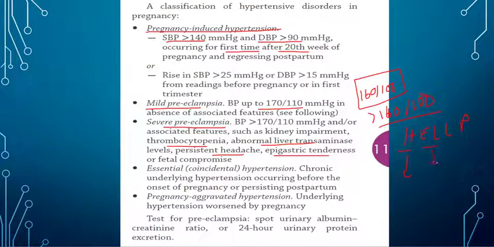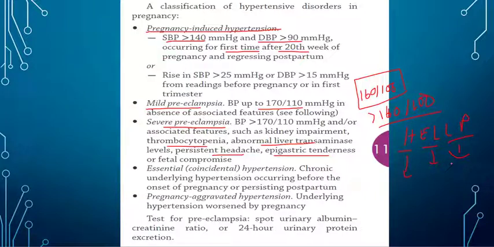EL for elevated liver enzyme. And LP, low platelet, so thrombocytopenia. If this is there, then we call it as a HELLP syndrome, which is a very, very severe form of preeclampsia. Okay, and there is another term that we call impending eclampsia.